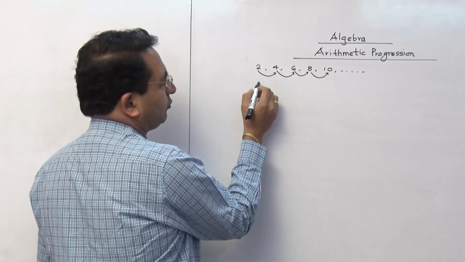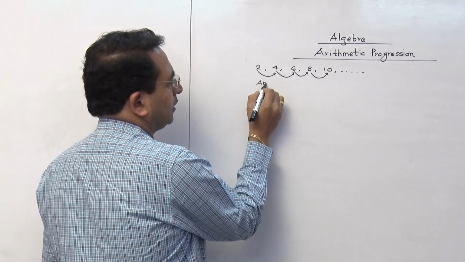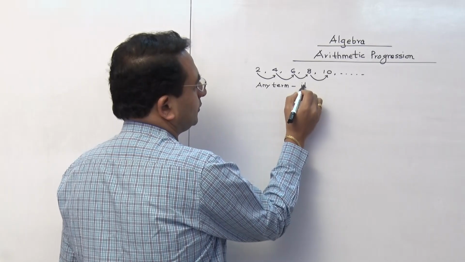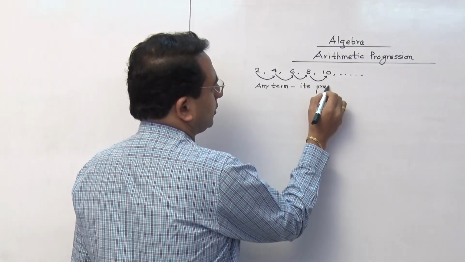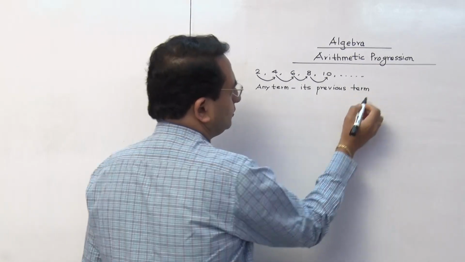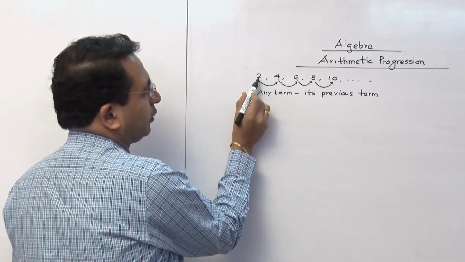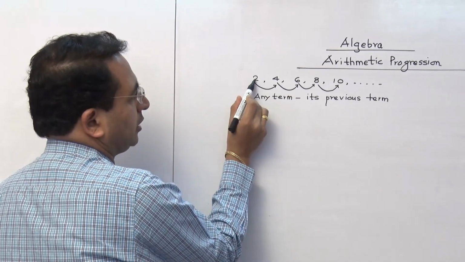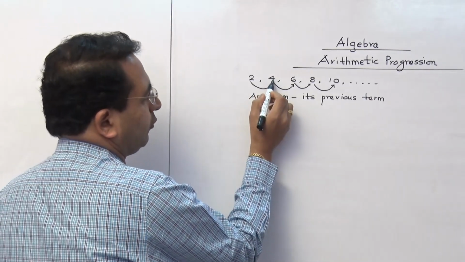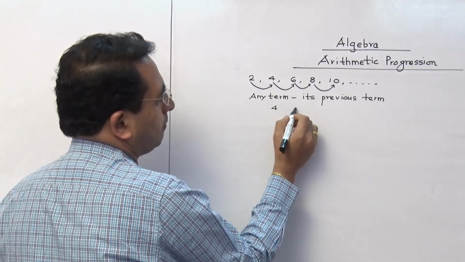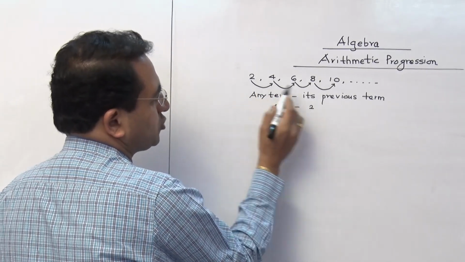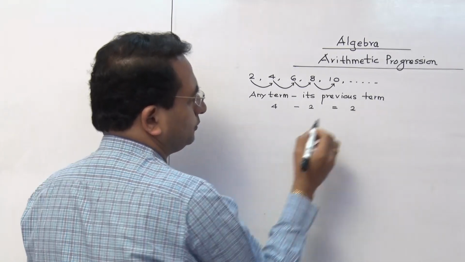Now if you go ahead with one more formula here, any term minus its previous term. Any term you cannot take like this because there is nothing behind it. So we have to start with 4. So 4 minus 2, because its previous term is 2 and you are getting a difference 2.